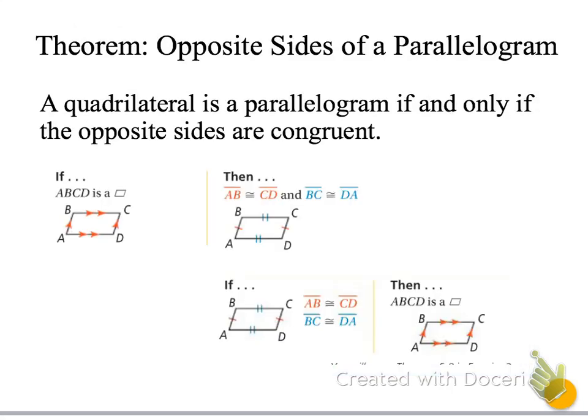Okay, theorem: opposite sides of parallelograms. A quadrilateral is a parallelogram if and only if the opposite sides are congruent. That means this side being congruent to this side, and this side being congruent to this side. You can see by this, we have AB being congruent to CD, which means they're the same, and BC being congruent to DA. You can also do the opposite. If I have opposite sides being congruent, then it means it's a parallelogram.